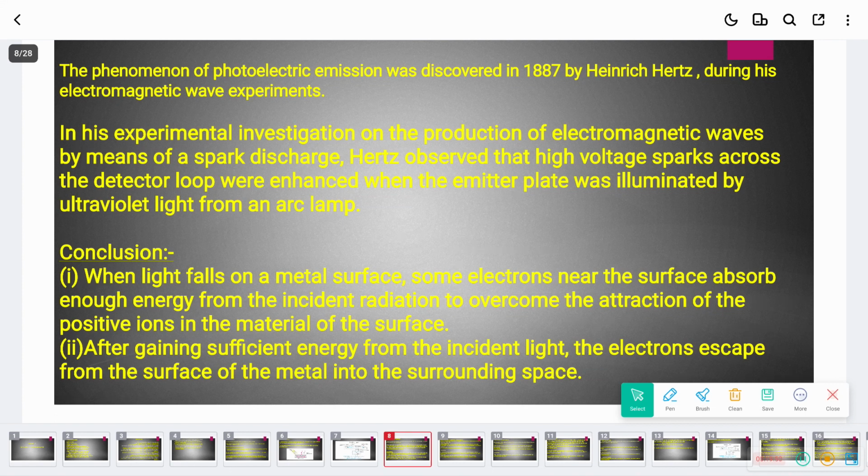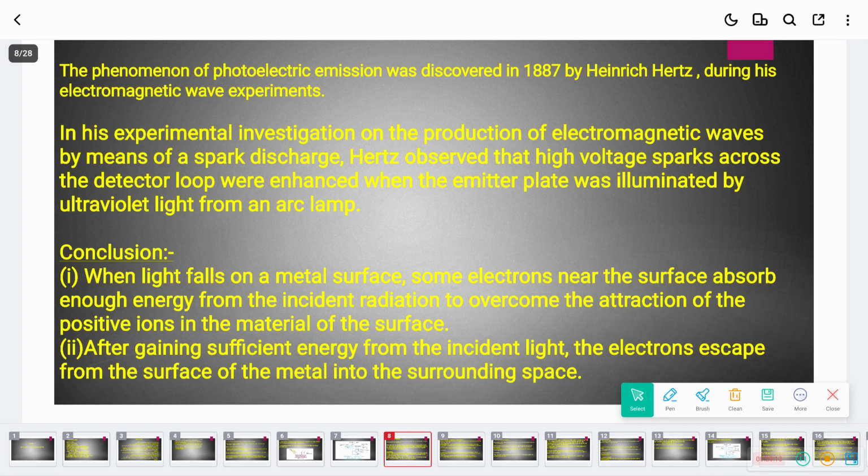See, the phenomenon of photoelectric emission was discovered in 1887 by whom? Heinrich Hertz, during his electromagnetic wave experiment. You remember who discovered the electromagnetic wave? Heinrich Rudolf Hertz. The same person also wanted to work on photoelectric emission.